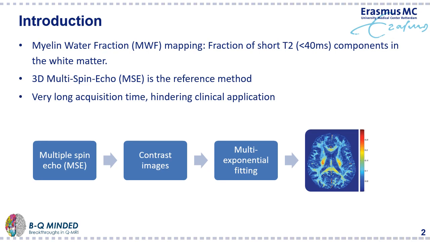Myelin water fraction can be used as a biomarker for myelin content in the central nervous system. Among various sequences to measure myelin water fraction, the multi-spin echo sequence is considered the gold standard. However, its clinical application is limited due to its long acquisition time. In this work, we address this problem.